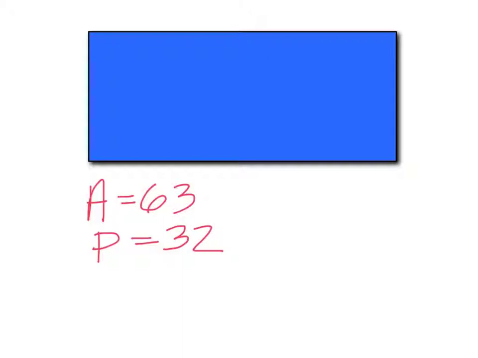A rectangle has an area of 63 and a perimeter of 32. What is the length of the shortest side?